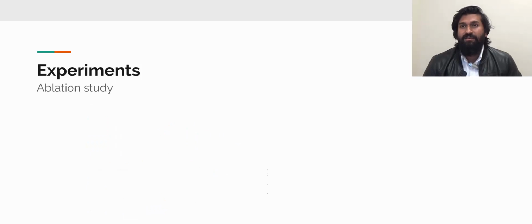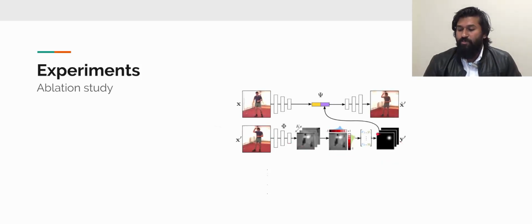Now they have conducted some ablation study as well. As I have discussed earlier, one of their major contributions was incorporating the heat map bottleneck. So what will happen if we don't include this heat map bottleneck? One thing we can do is replace it with a fully connected layer, so that this encoder network will act like a conventional autoencoder.